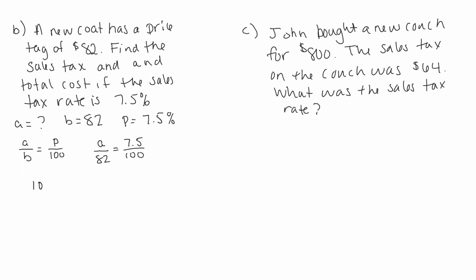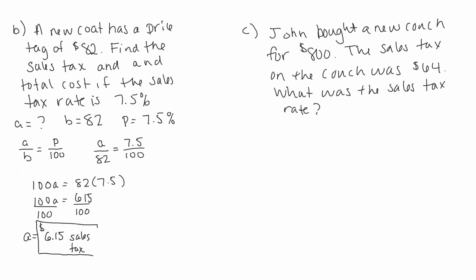I'm going to get 100 times A equals 82 times 7.5. So 82 times 7.5 is 615. So I get 100A equals 615. I would divide both sides by 100. And that tells me that A is $6.15 for sales tax. So that's the first part of the problem. We've now figured out the sales tax.